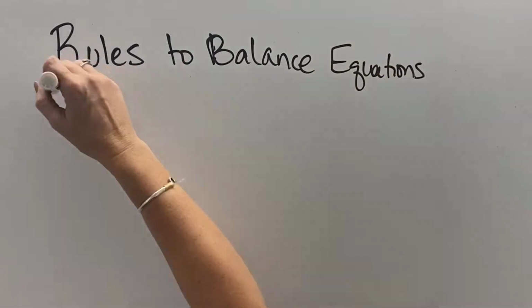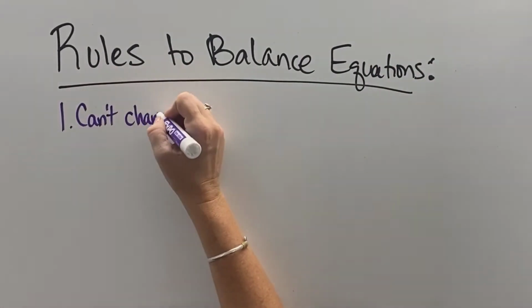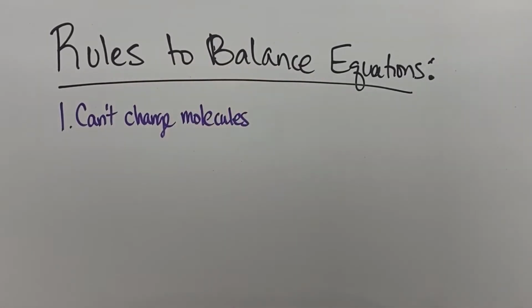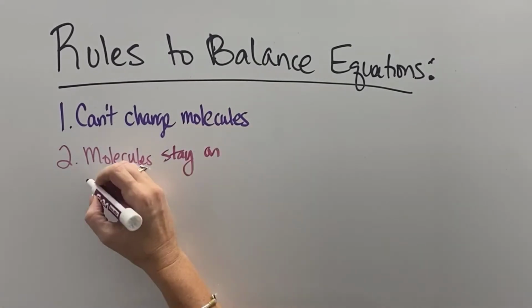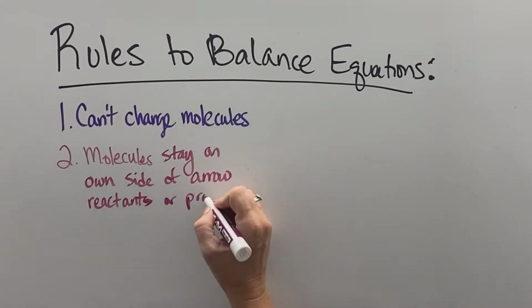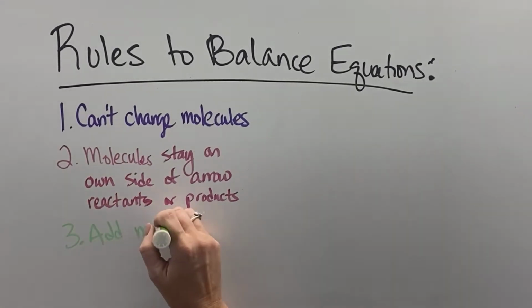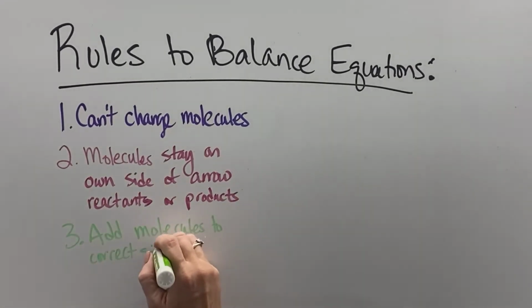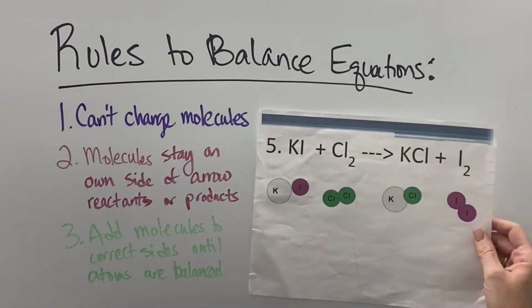So there's some rules to balance chemical equations to help us to accurately reflect the reality of chemical reactions. And the first rule is that you can't change the molecules. They are what they are. This is the reality. We're just learning how to see what reality is. The second thing is that you've got to stay on your own side of the arrow. So you can't put molecules on the reactants or product side if they didn't start there. And the final thing is that you're going to just add molecules to the correct sides until you get the number of atoms of each type of atom balanced.